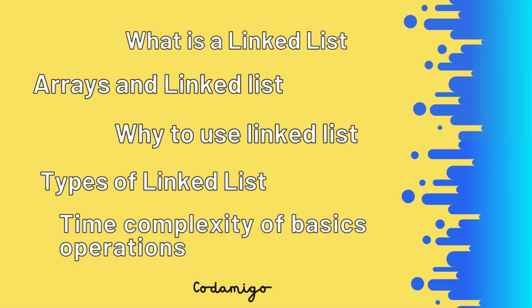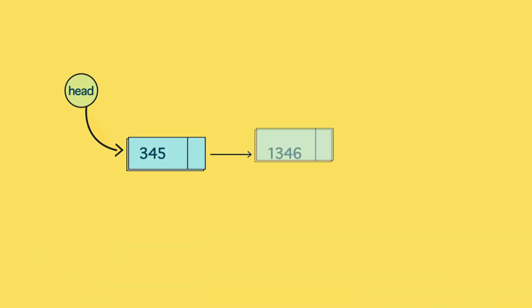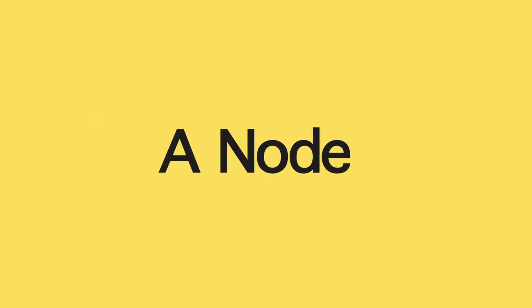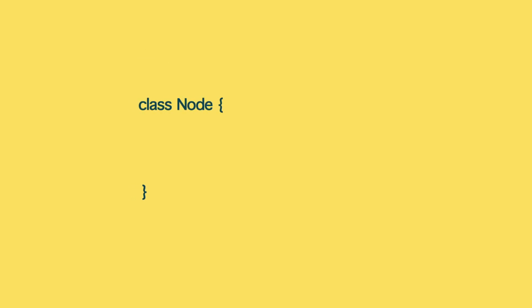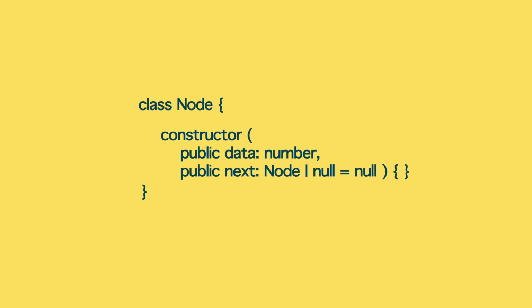Now let's understand what is a linked list in the first place. Linked list basically is a chain of nodes. So to understand a linked list, we must understand what is a node. A node in a linked list contains two things: the data that it holds and a reference to a next node. The data could be of any type, but in this example, we will make a linked list of numbers. And the second part is a next pointer that refers or points to the next node of the list.